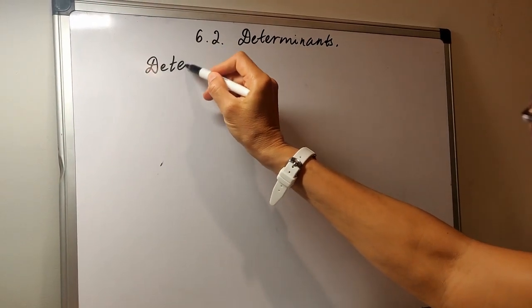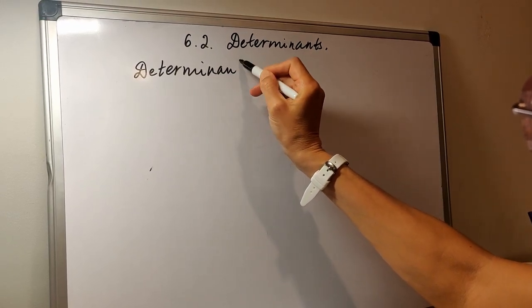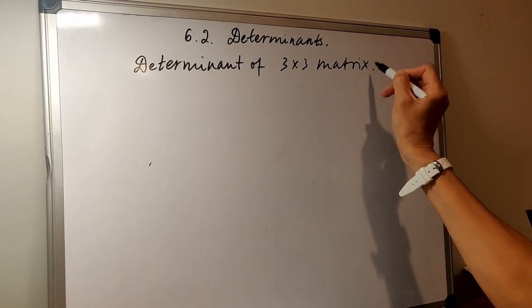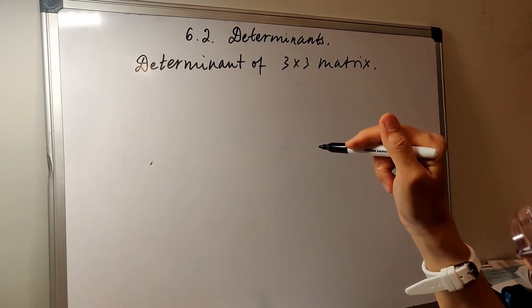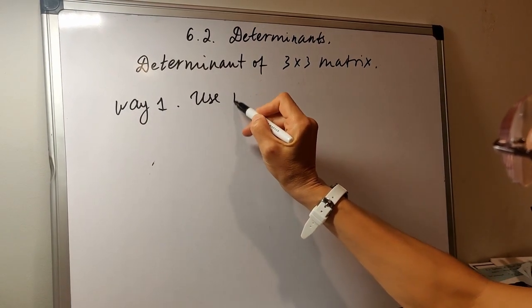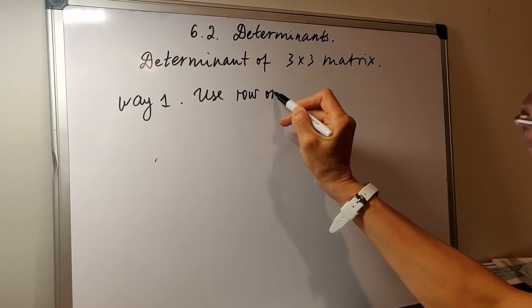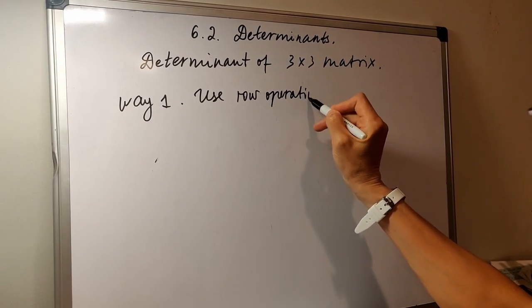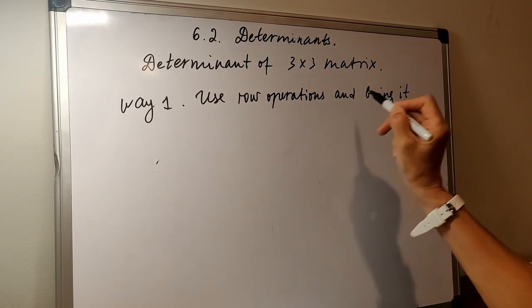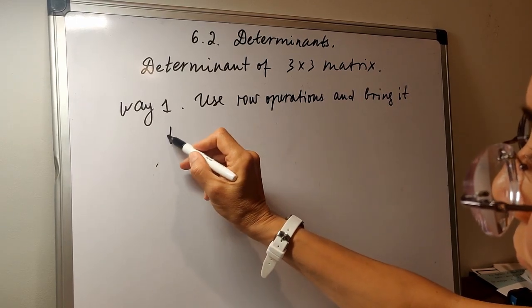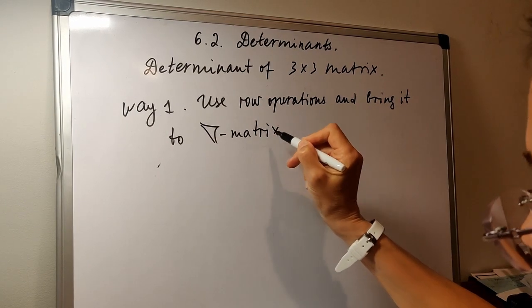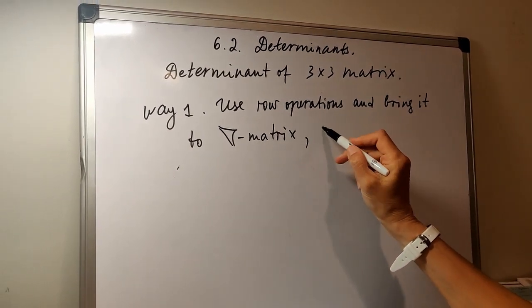Determinant of a 3 by 3 matrix. Way number 1: use row operations and bring it to upper triangular matrix. Multiply diagonal elements.